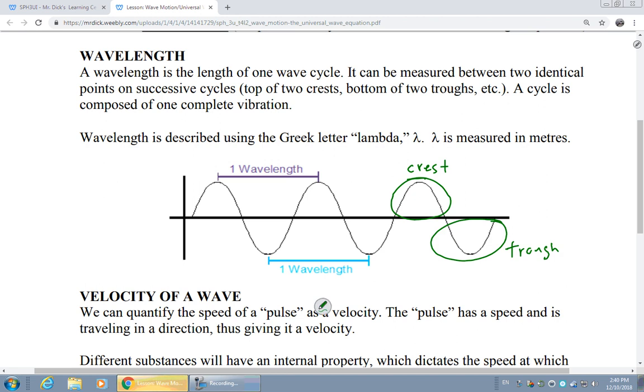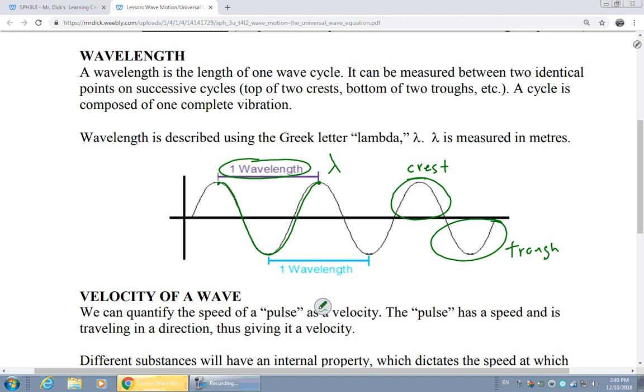One suggestion I give is the top of two crests. For example, if I have one crest and the top of it is here, I trace out the path all the way down and all the way back up, and that brings me back to the top of a crest again. That's following it through one complete wave cycle. If I measure that distance across, I get one full wavelength. When we write down the symbol for wavelength, we use the Greek letter lambda. It looks like an upside down Y. That's the letter we're going to use to represent wavelength.